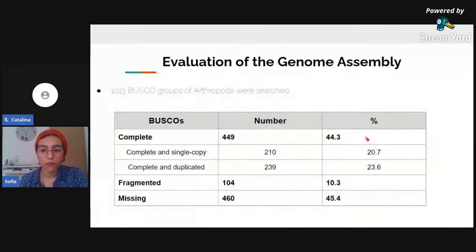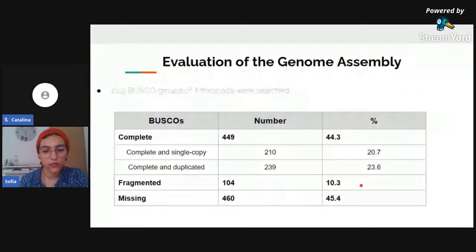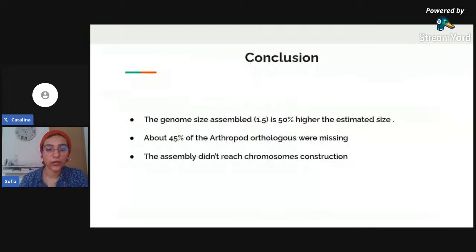Among them, 20.7% were complete and single copy, 23.6% were complete and duplicated, 10.3% were fragmented orthologs, and 45.4% were missing orthologs. So to conclude, our genome assembly size was 50% higher than the estimated genome, and about 45% of the arthropod orthologs were missing. The assembly didn't reach chromosome construction.